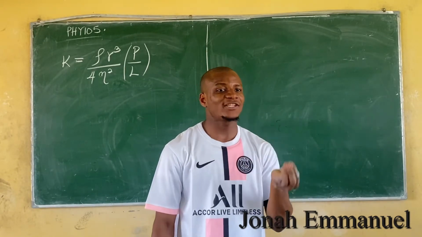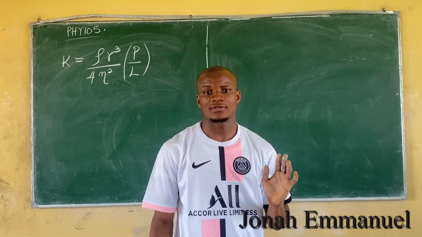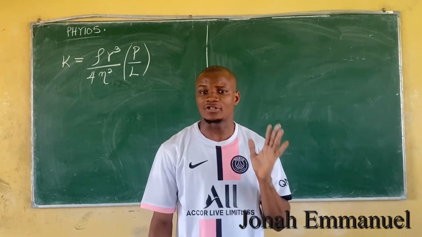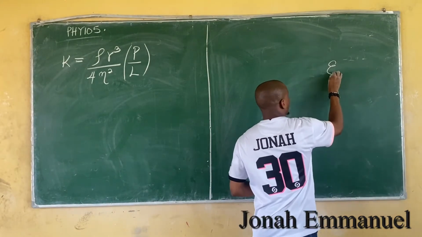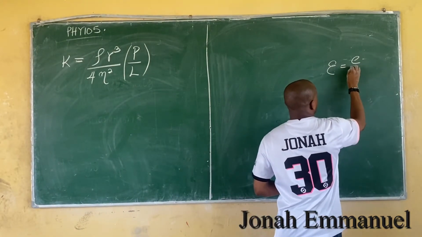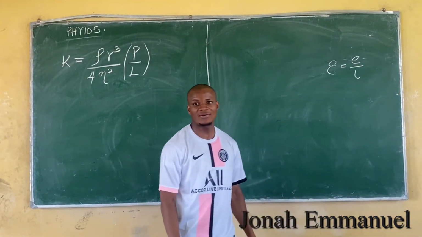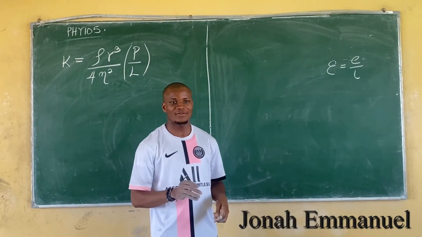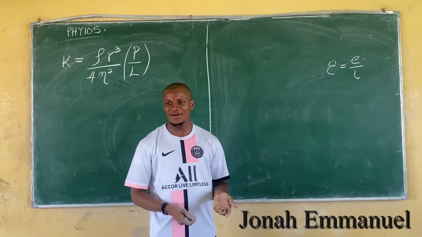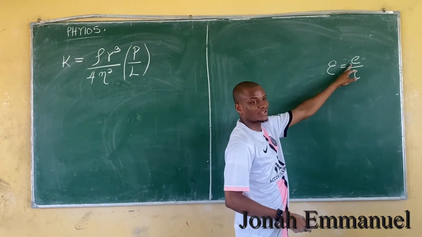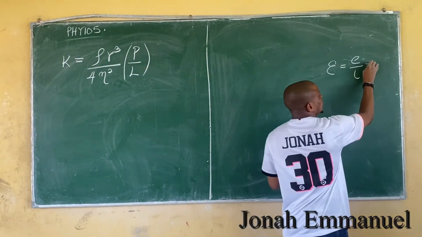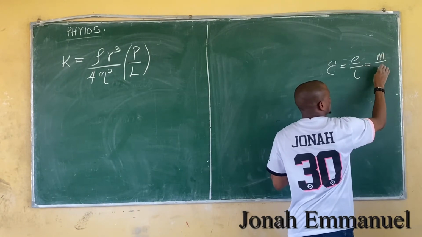A quantity is dimensionless if it has no SI units. Which parameter has no SI units? Strain. True? Yes. Remember, what's strain? Epsilon equals elongation over length. Young's modulus is stress over strain. It's equal to elongation over length. Elongation is measured in meters, length in meters.